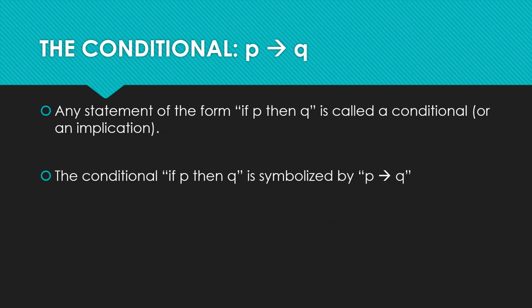And our last symbol that we're going to learn today is the symbol for the conditional. This is also sometimes called the implication. All right, so the conditional just looks like an arrow and it represents statements of the form if P then Q. So any statement of that form is called a conditional or an implication. So the statement if P then Q is symbolized by P implies Q. So when we see that little arrow there, we read that as P implies Q.